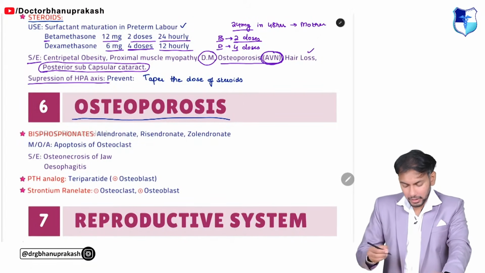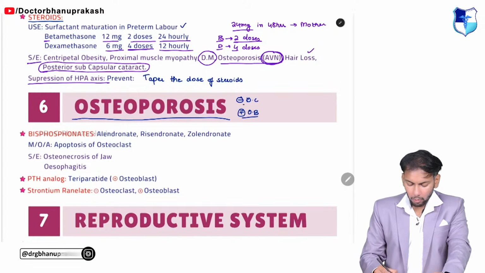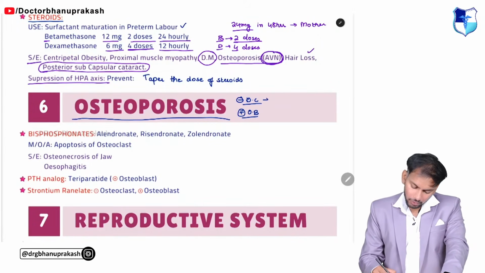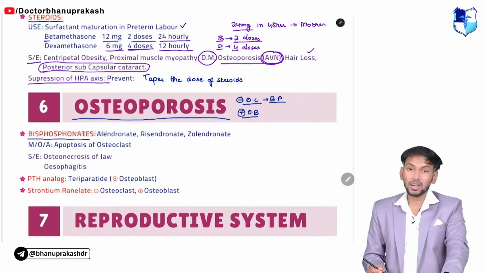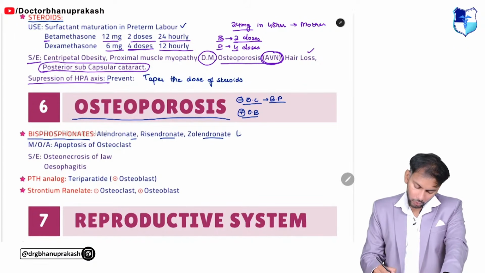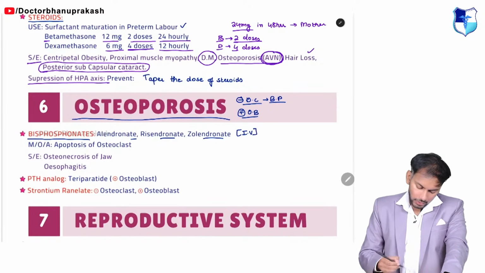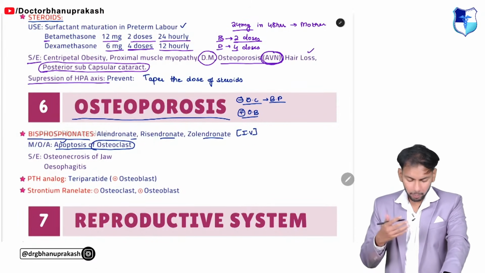Now, coming to osteoporosis. What could be the treatment? You can either block osteoclast or you can activate osteoblast. Now, how do you block osteoclast? With the help of a drug called bisphosphonate. So, you see here bisphosphonates. These are dronate drugs. Alendronate, risedronate, zoledronate. Zoledronate is IV. Now, it is blocking the osteoclast by causing apoptosis. Apoptosis means death.